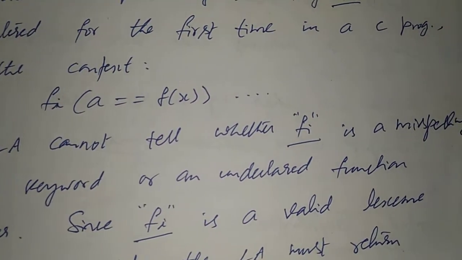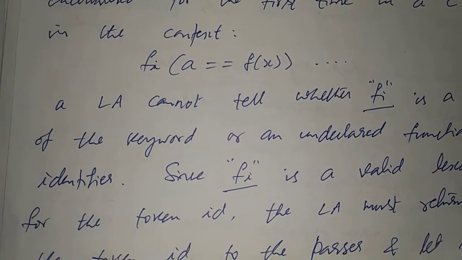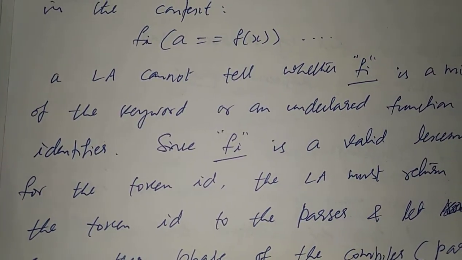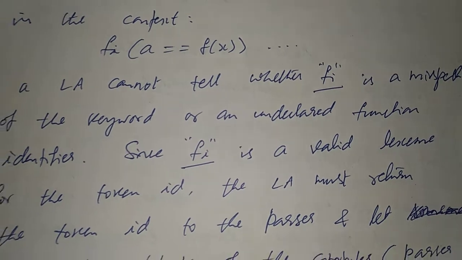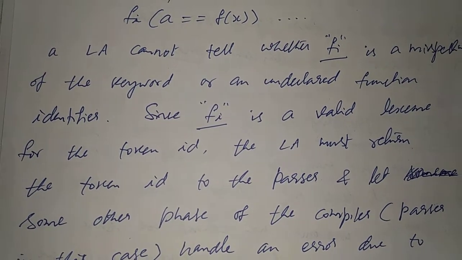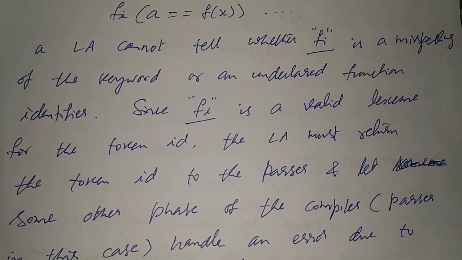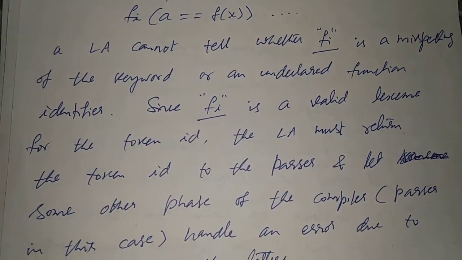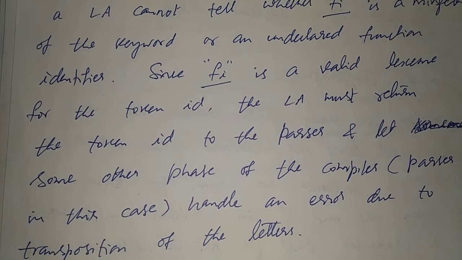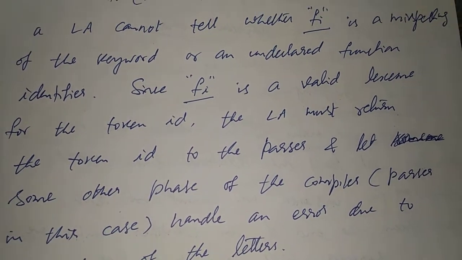Since fi is a valid lexeme for the token ID, the lexical analyzer must return the token ID to the parser and let some other phase of the compiler handle the error. Here in this case, the parser has to handle the error. It is due to the transposition of the letters.